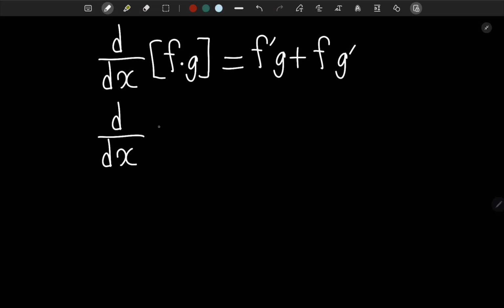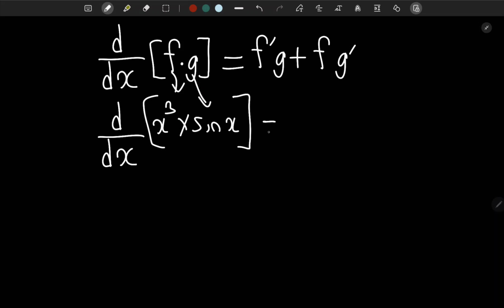So let's say x cube times sine x. So here you can see that we have two functions multiplied by each other, and we can say that x cube is f and g here is sine x. So now the formula states you have to derive f first.